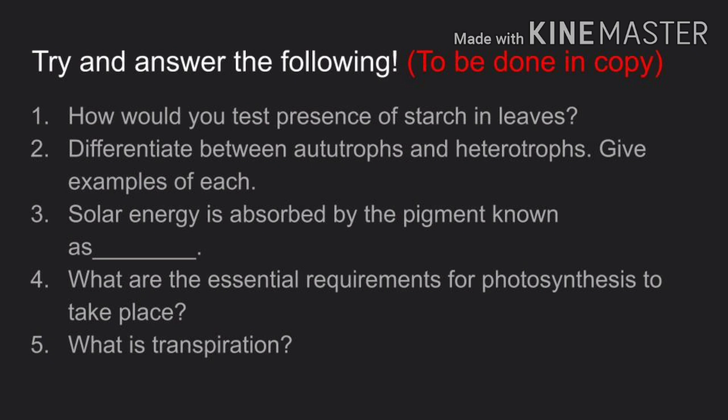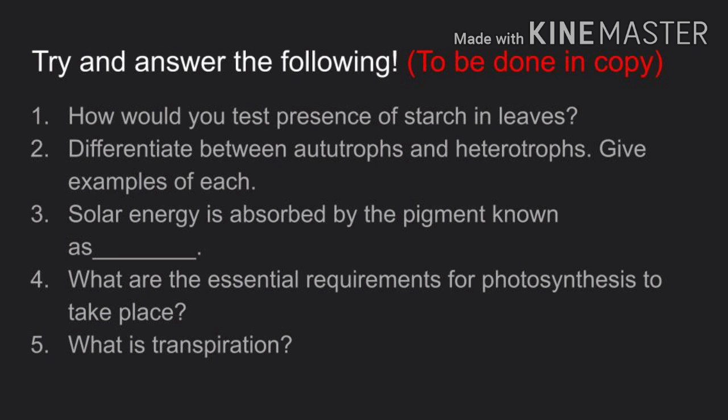So what did we study today? For a quick recap, we studied about nutrients and why nutrients are necessary to us. Then we looked at the differences between autotrophic and heterotrophic nutrition. So in autotrophic nutrition, it is the organisms that make their own food, and in heterotrophic nutrition, the organisms depend on others for food. All right.